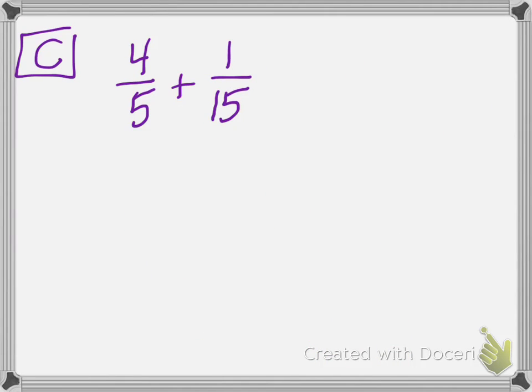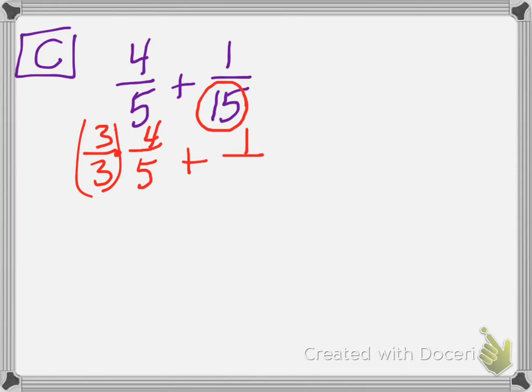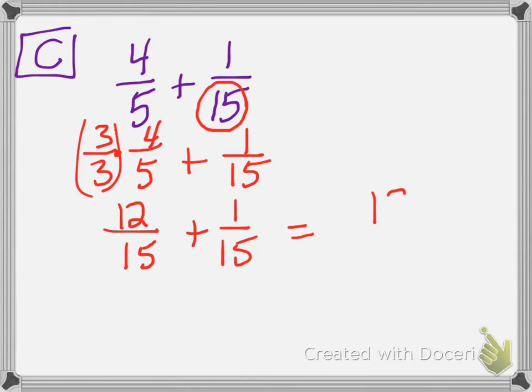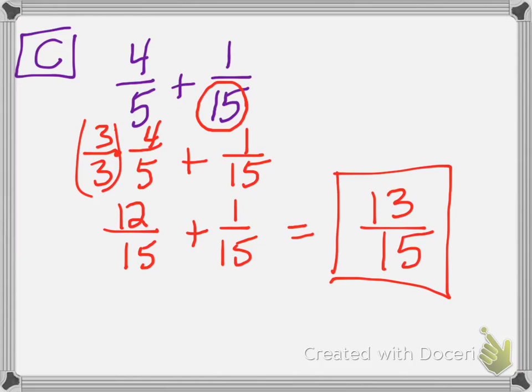Let's try C. 4/5 plus 1/15. My denominators are different, so I need to find a common denominator, a common multiple. And I see this 15, and I know that 5 times 3 is 15. So I'm going to multiply by 3/3. And then this 1/15, I don't have to do anything to it. It's good just the way it is. So 3 times 4 gives me 12. 3 times 5 gives me 15. 12/15 plus 1/15. Add across, 12 plus 1, that's 13/15. And that is it. There's nothing I can do to simplify.